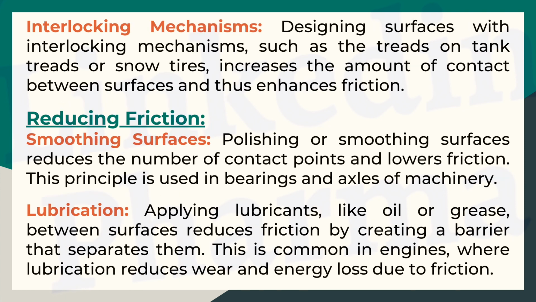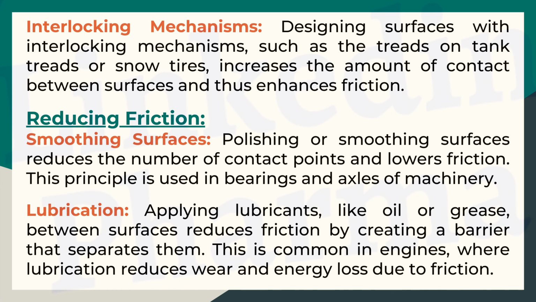Interlocking mechanisms. Designing surfaces with interlocking mechanisms, such as the treads on tank treads or snow tires, increases the amount of contact between surfaces and thus enhances friction. Reducing friction. Smoothing surfaces. Polishing or smoothing surfaces reduces the number of contact points and lowers friction. This principle is used in bearings and axles of machinery.